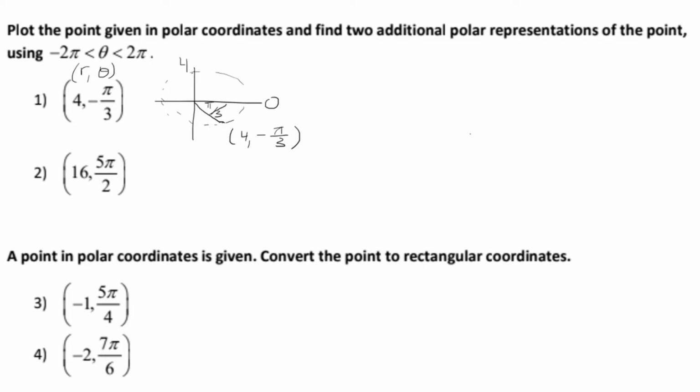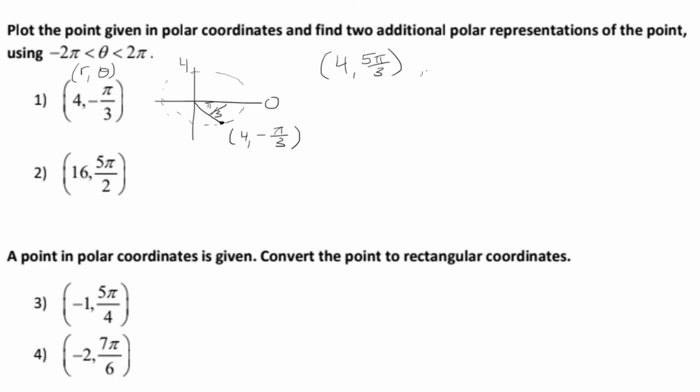So in order to get two different representations, I'm going to change r and theta. So first I'm going to change theta. So keep r the same. For theta, I can add 2 pi to it, and I don't change the point. And the idea is, I'm currently at 4 comma negative pi over 3. If I go one time around the circle, negative pi over 3 becomes 5 pi over 3. So I still end up at the same point. So it is equivalent.